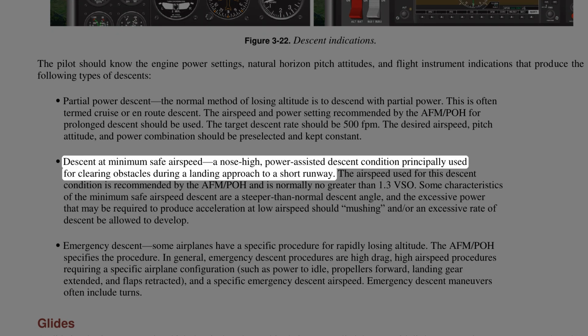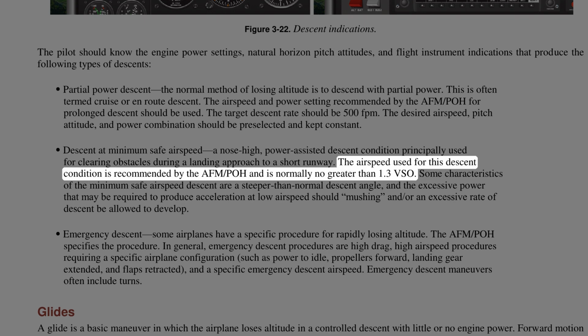Descent at minimum safe airspeed. A nose-high, power-assisted descent condition principally used for clearing obstacles during a landing approach to a short runway. The airspeed used for this descent condition is recommended by the AFM-POH and is normally no greater than 1.3 VSO.